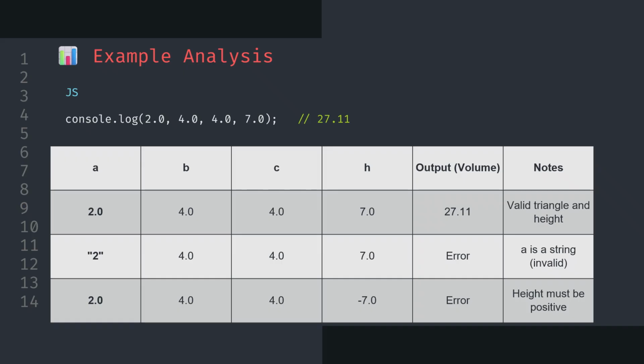Let's run through some examples. With proper numeric inputs, we get a volume of about 27.11. If one of the base sides is passed as a string, the program throws a type error. If the height is negative, we get an error indicating that all values must be positive. These validations keep the program reliable and user-friendly.